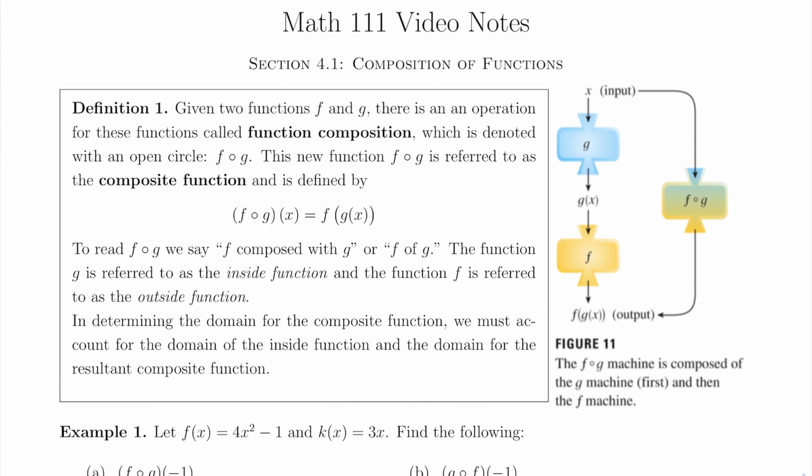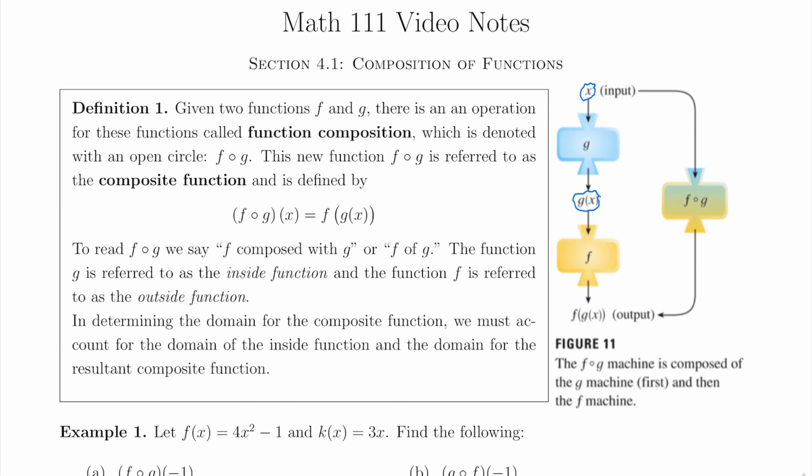So let's take a look at the picture on the right here. In this picture we have two functions, the function g and the function f. And we also have an input, that is our x here. Now that x gets inputted into the first function g, and g spits out an output which is g of x. That's our corresponding y that we get over here.